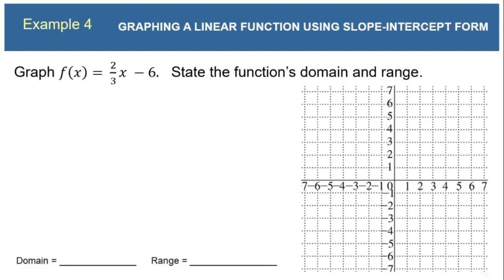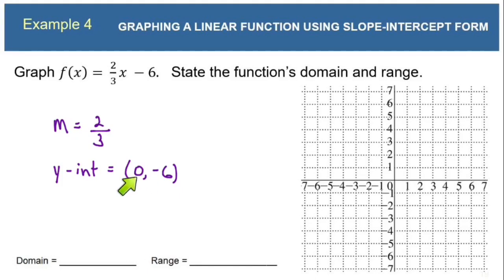Okay, example 4. Graph f of x equals 2/3 x minus 6. State the function's domain and range. Well, we can look at this equation and know that the slope of this line is going to be 2/3, and the y-intercept of this line is going to be 0, -6. So once we have that information, it's easy to graph.